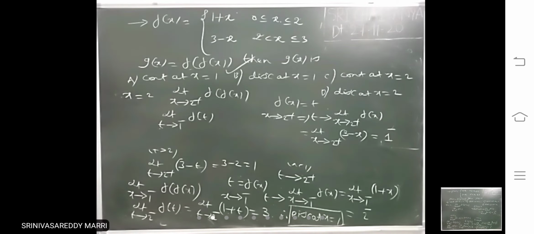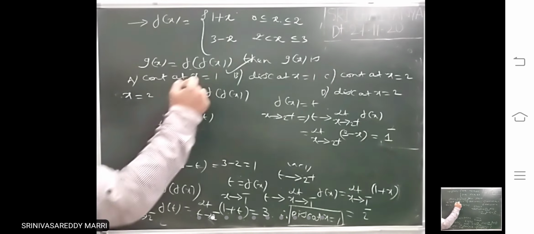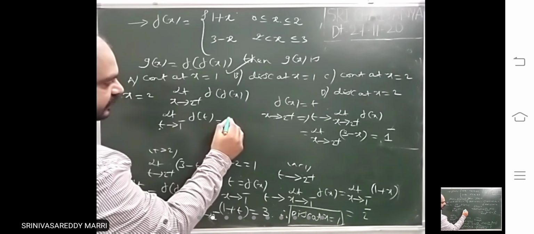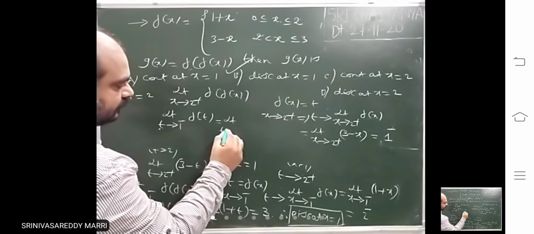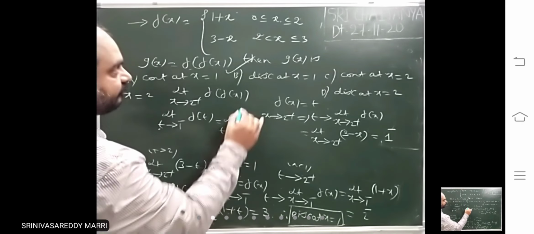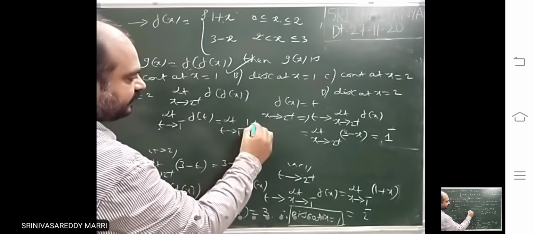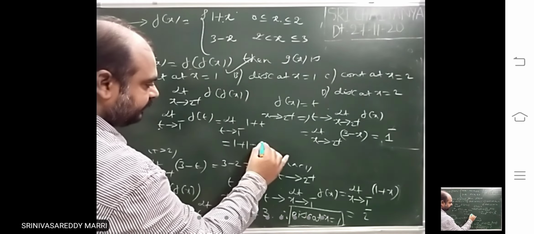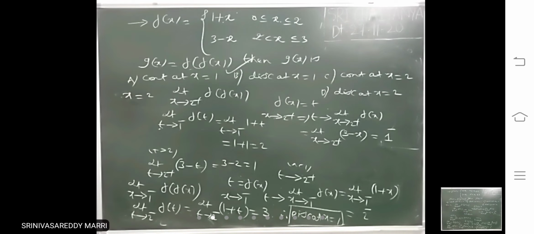Here t is less than 1. For less than 1, what is the definition? Less than 1 means this is the definition. So the limit as t tends to 1 minus is 1 plus t, that means 1 plus 1. That limit is 2. So the left hand limit of g of x at x equal to 2 is 2.